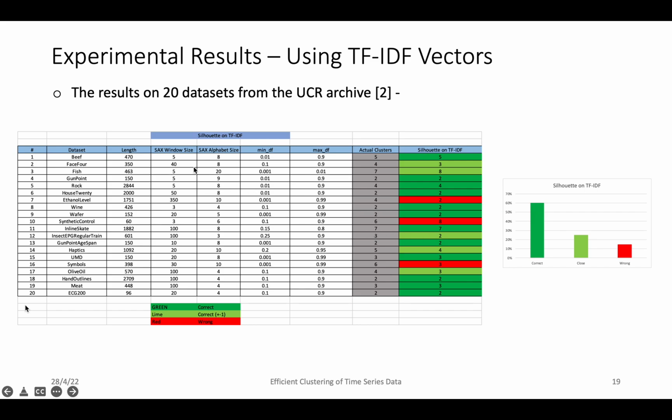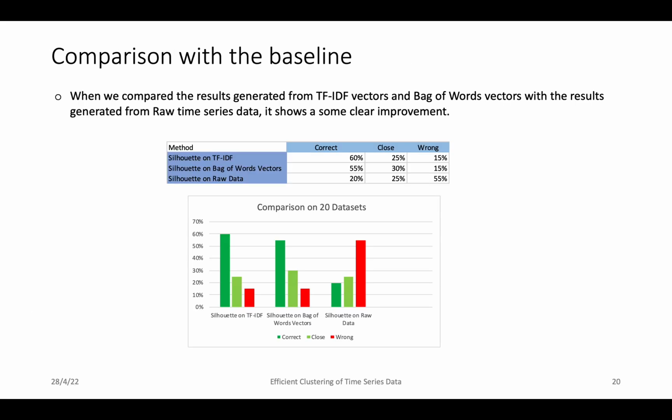And here we had to do some parameter tuning. The SAX window size and the SAX alphabet size were not the same for all the data series, and we had to find the perfect parameters for every single data series. And also there was some parameter tuning for the minimum frequency of the words and the maximum frequency of words. This means that if a word was present in the dataset less than 0.01% of the time, we didn't count those words, and if it was present more than 90% of the time, we didn't use those words. Those are the two parameters for TF-IDF vectors, and these were the two parameters from before. Now if we compare our results with the baseline, our results are pretty good. It's a jump from 20% to 55%, 60%.